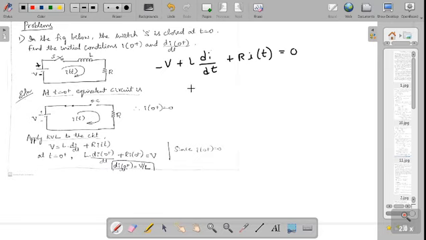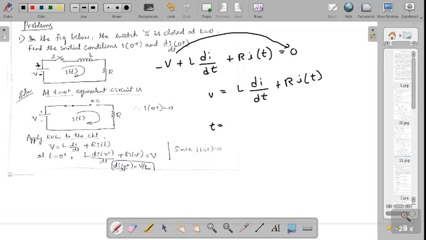Now what we need to do is evaluate at t is equal to 0 plus. Before this, let us take this V to one side. When you take this V to the other side, it turns out to be a plus. So what is the equation now? V is equal to L into di by dt plus R into I of t. So this is your equation.